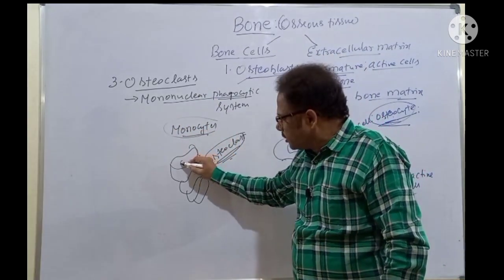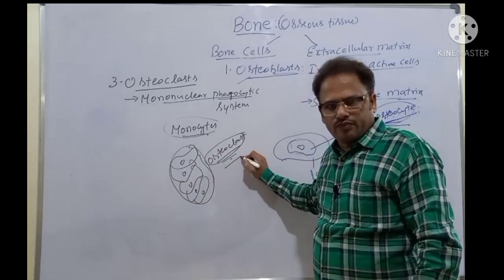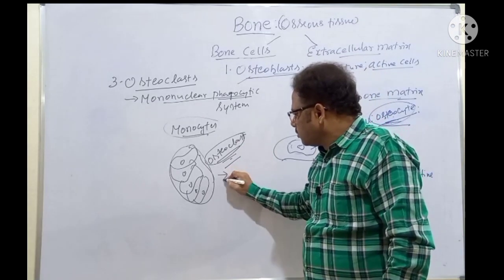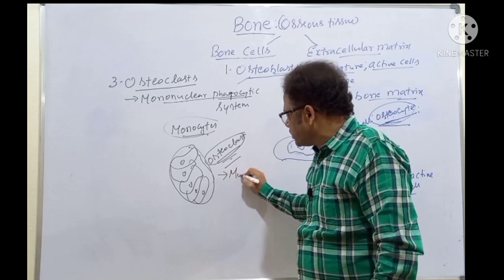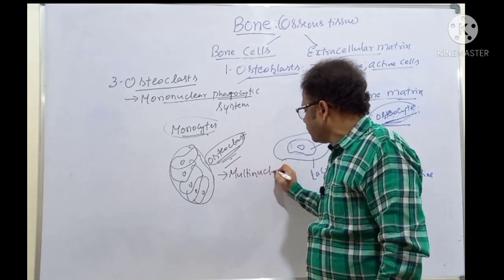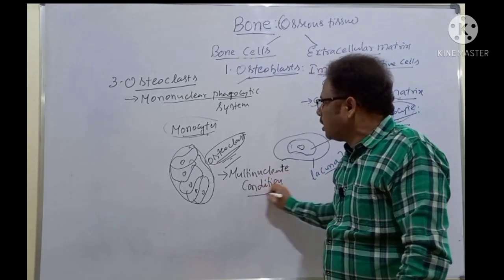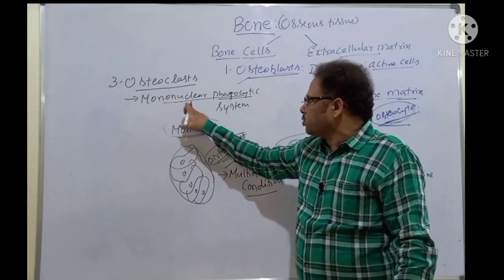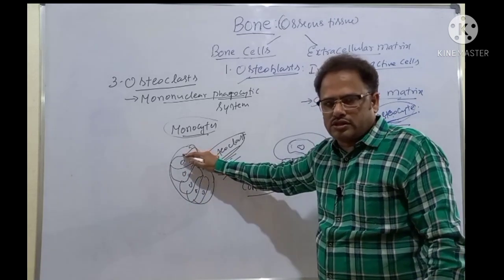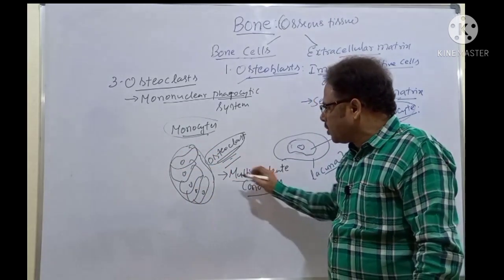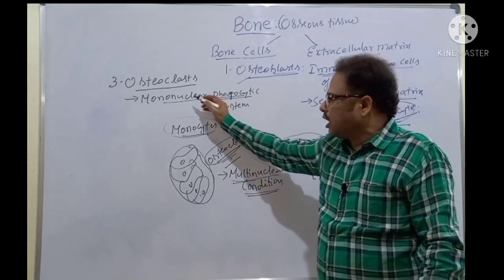These monocytes each contain a nucleus. The entire one is called what? Osteoclast. That is, an osteoclast is a many-nucleated cell. Many nuclei are there. That is called a multinucleate condition. The multinucleate condition is present in the osteoclast. It forms a mononuclear phagocytic system. It is a combination of many monocytes, a very large cell, and because it contains many nuclei, the multinucleate condition is present in the osteoclast.